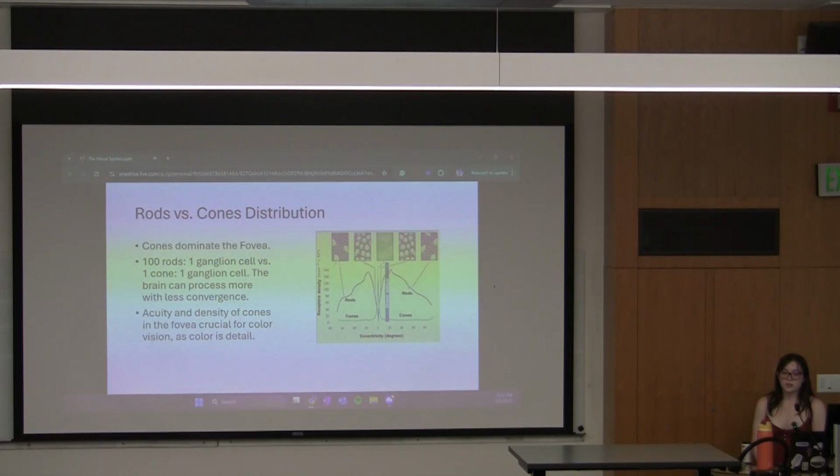So while it's true that we have specializations regarding color, a crucial part of color vision is the acuity and density of cones in the fovea that allows us to see color, since color is a detail. And this graph really shows how there's a huge spike in the fovea of cones.